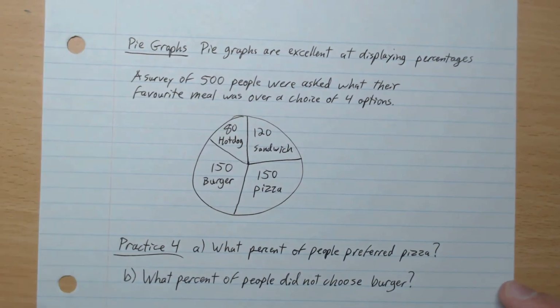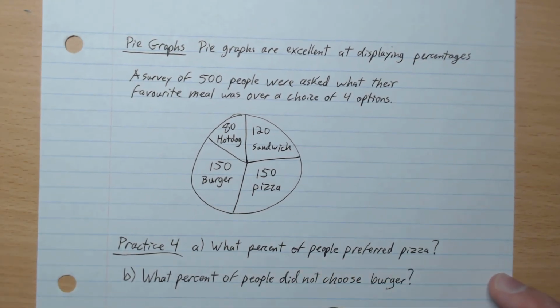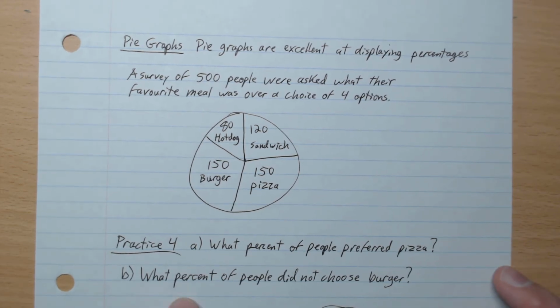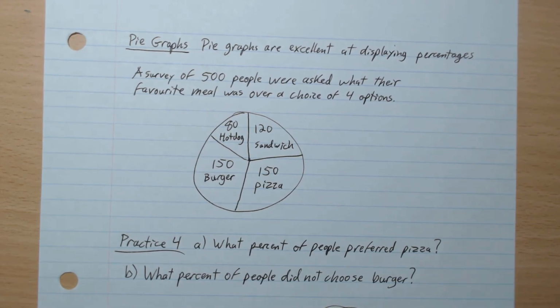Okay, so practice number 4. What percent of people preferred pizza? And B, what percent of people did not choose burger?